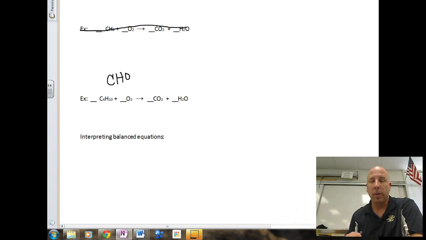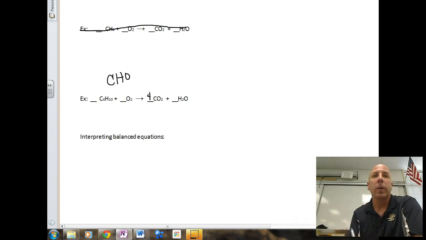But there's a trick to this one, and I'm going to show you the trick in a second, or there's a little twist to it. So I'm going to start off balancing carbons first. My carbons on the left-hand side, I have 4 of them. On my product side, I have 1. So I'm going to place a 4 there. Now my carbons are balanced on both sides.